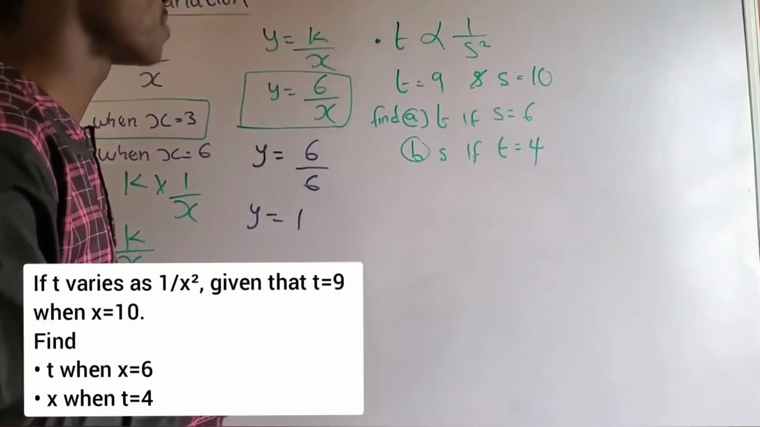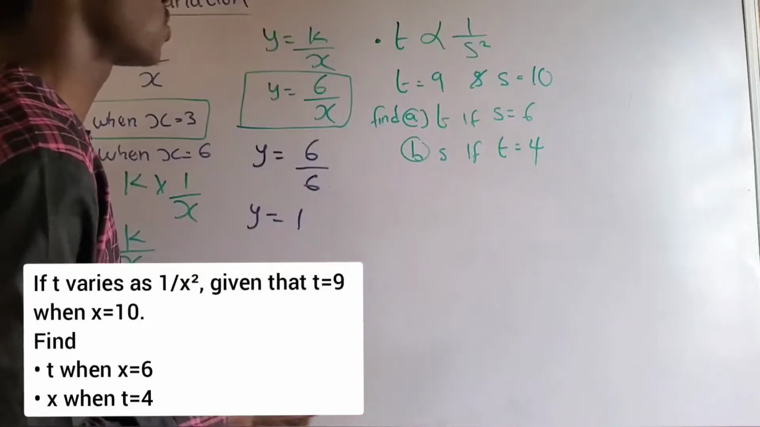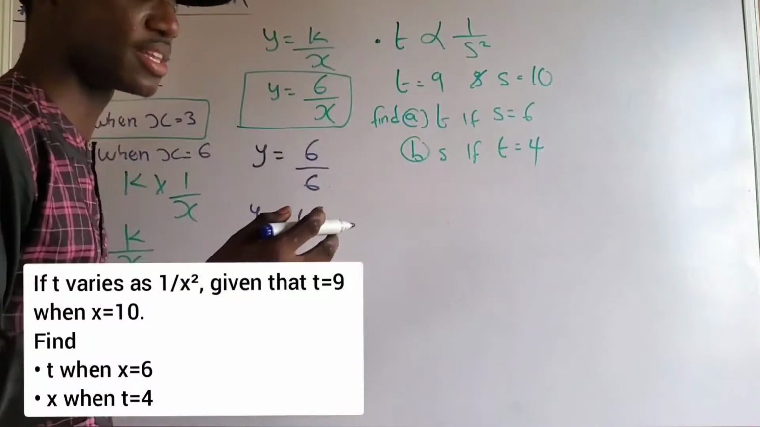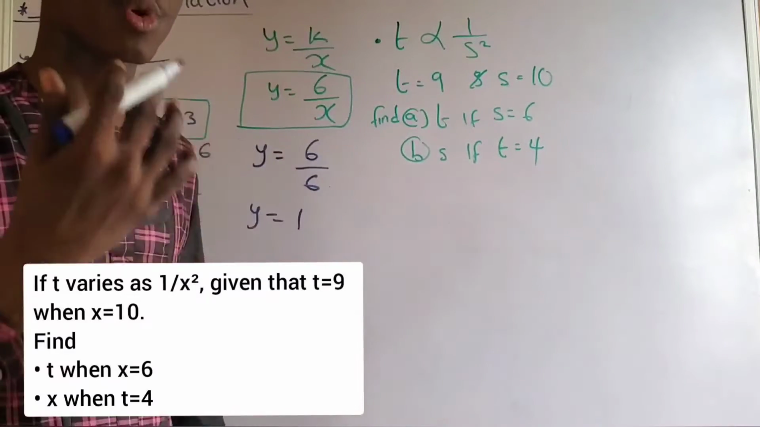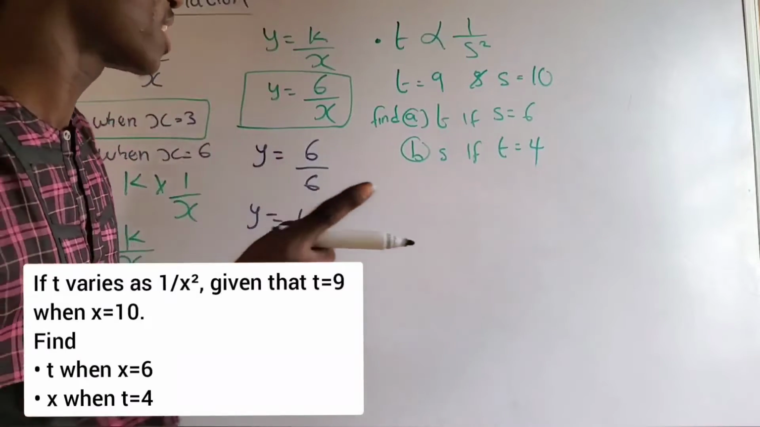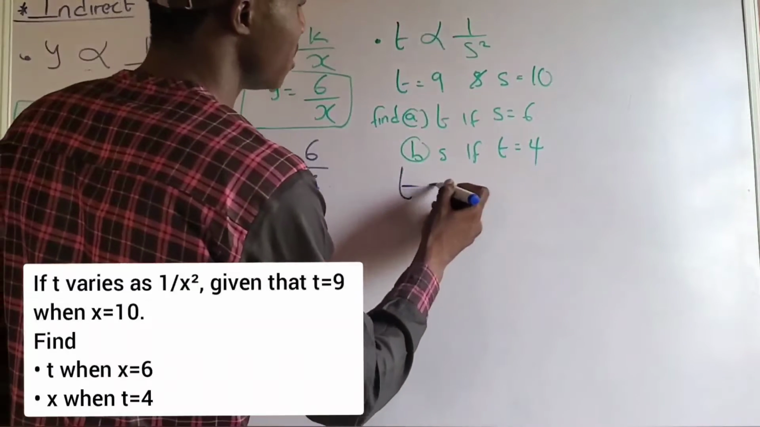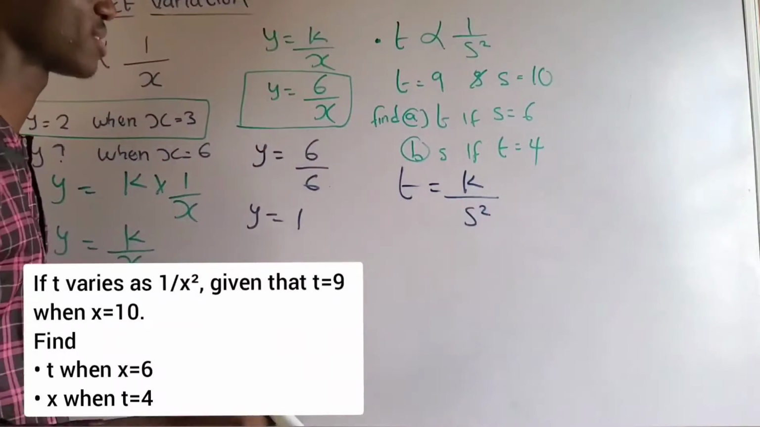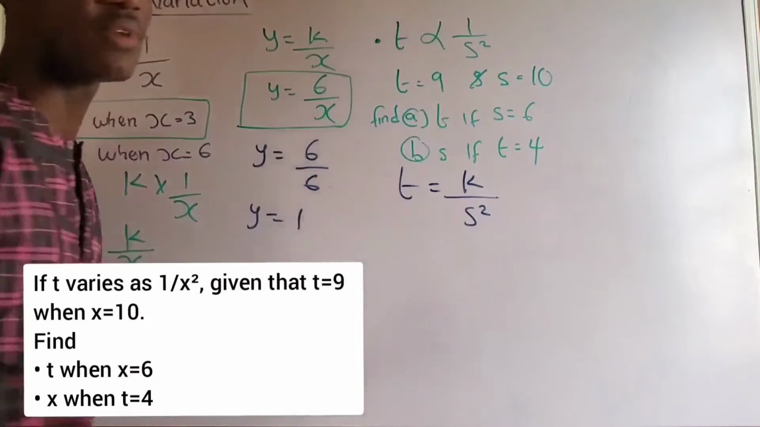Well, because we've been given the mathematical expression, all we have to do is change this variation sign to an equals sign, and because of that we have to introduce a proportionality constant. Don't forget, I told you the work of a proportionality constant. So here I'm going to have t equals k over s squared. Is that not it? Yes. Now, having gotten here, we need the value of the constant.